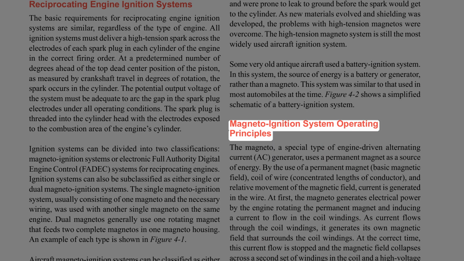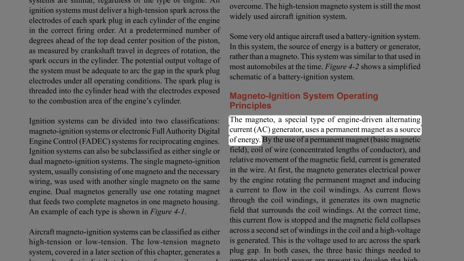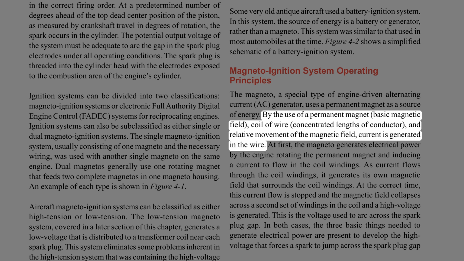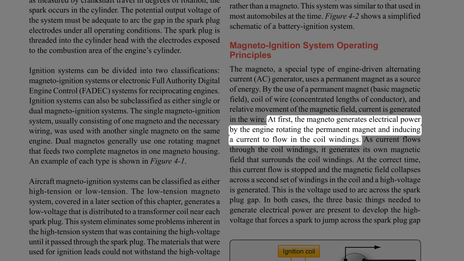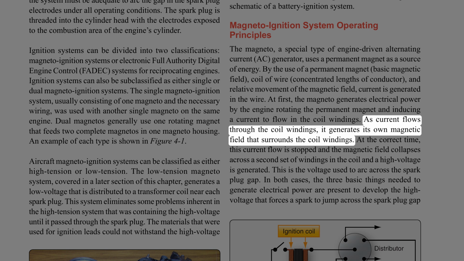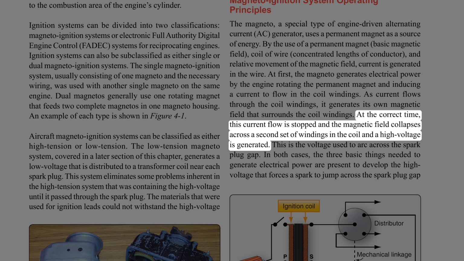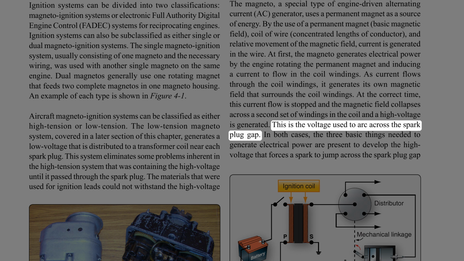Magneto-ignition system operating principles. The magneto, a special type of engine-driven alternating current (AC) generator, uses a permanent magnet as a source of energy. By the use of a permanent magnet, basic magnetic field, coil of wire, concentrated lengths of conductor, and relative movement of the magnetic field, current is generated in the wire. At first, the magneto generates electrical power by the engine rotating the permanent magnet and inducing a current to flow in the coil windings. As current flows through the coil windings, it generates its own magnetic field that surrounds the coil windings. At the correct time, this current flow is stopped and the magnetic field collapses across a second set of windings in the coil and a high voltage is generated. This is the voltage used to arc across the spark plug gap.